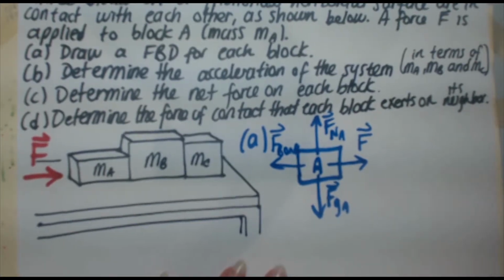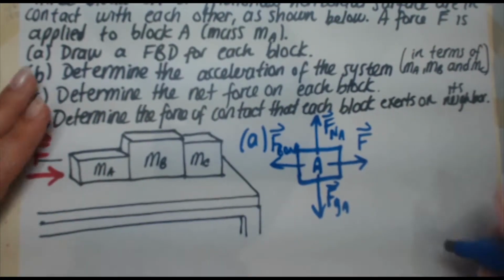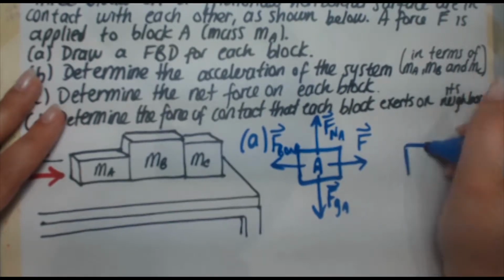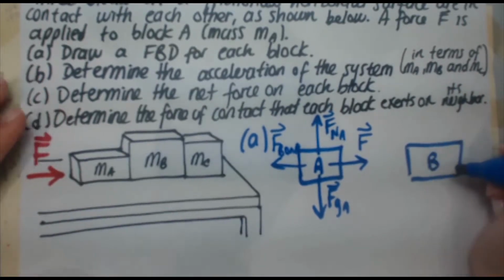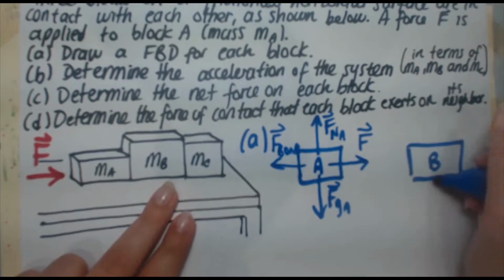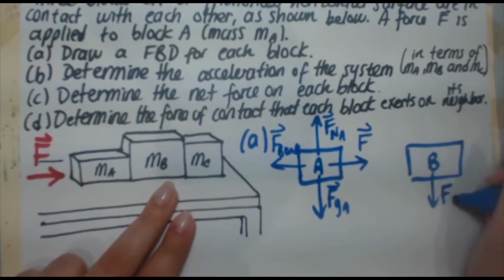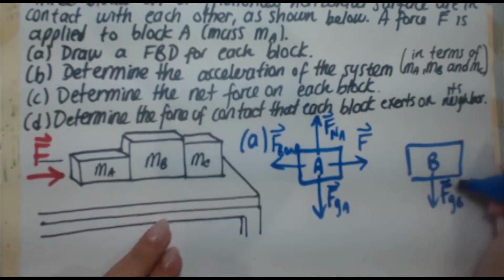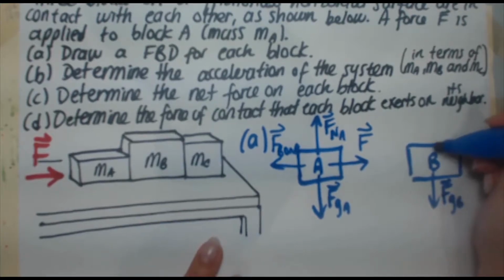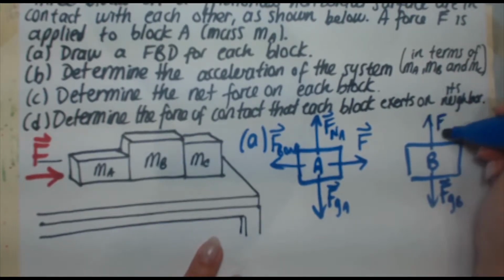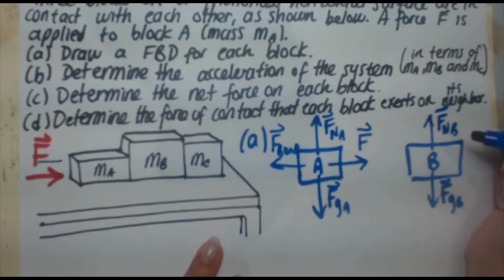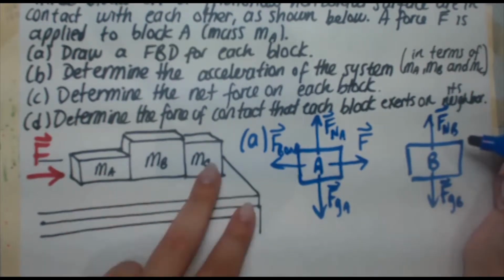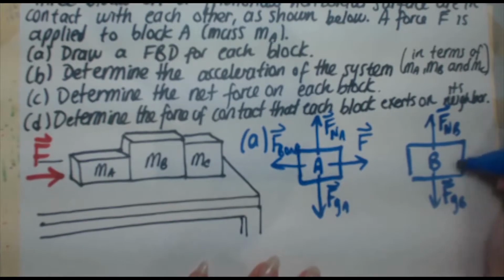Now for box B, let's draw that one down here. For box B, similar first steps. You've got weight, so you have to draw your force of gravity, FGB. And again, the table's counteracting the weight of box B, so you draw your normal force, FNB. Now also for box B, you've got A pushing on it towards the right. So we're going to call this force A on B.